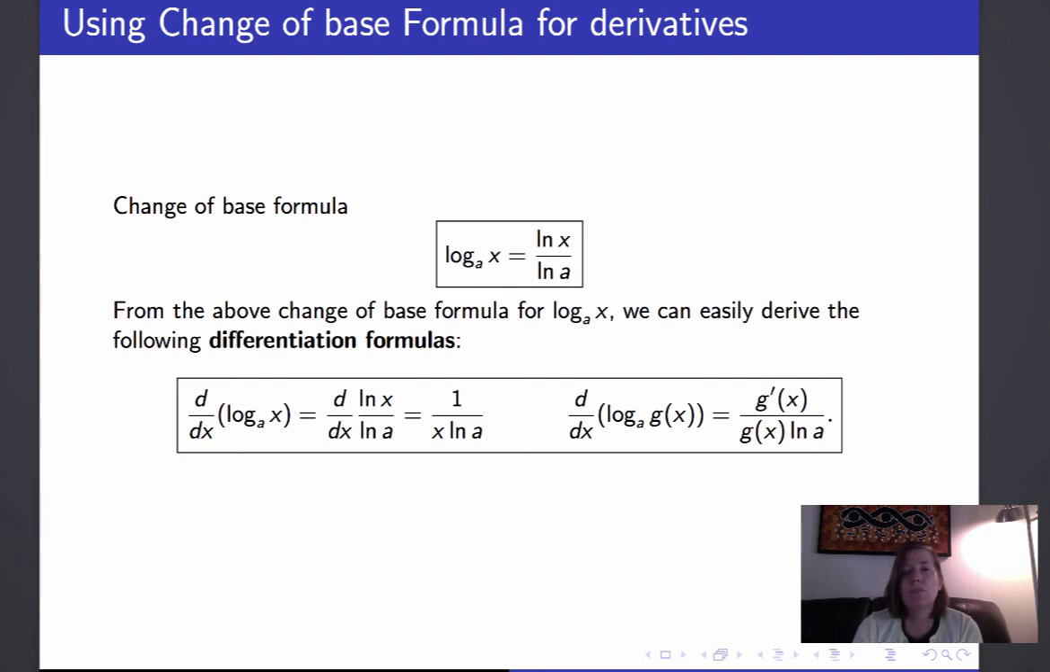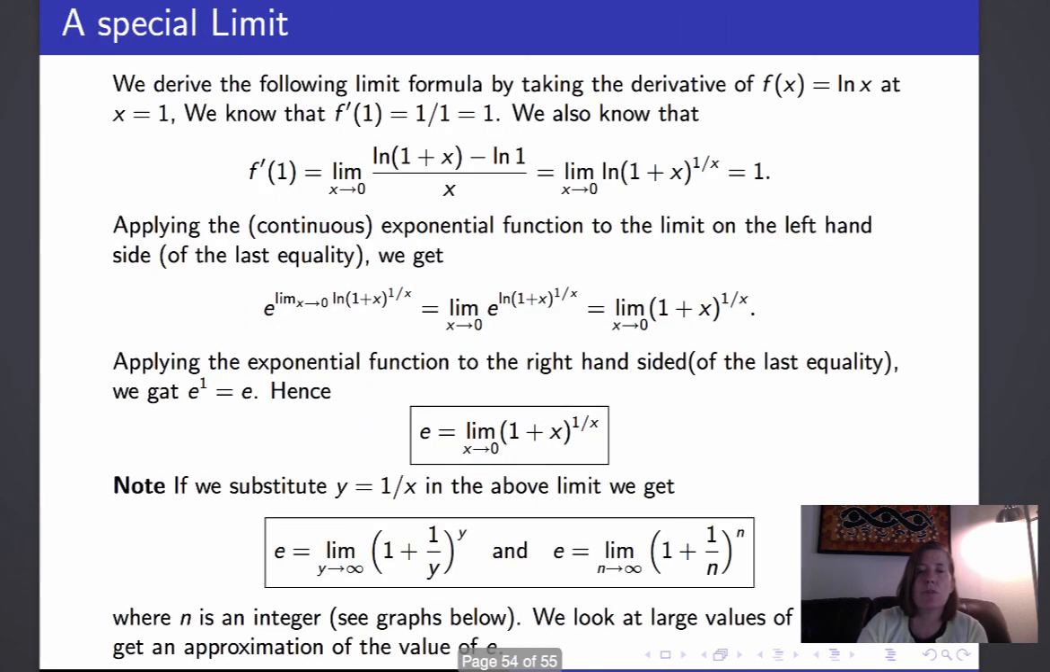Once again, it's much better to remember one basic formula, the derivative of the natural log, remember the change of base formula, and all of these formulas follow using both of those together.